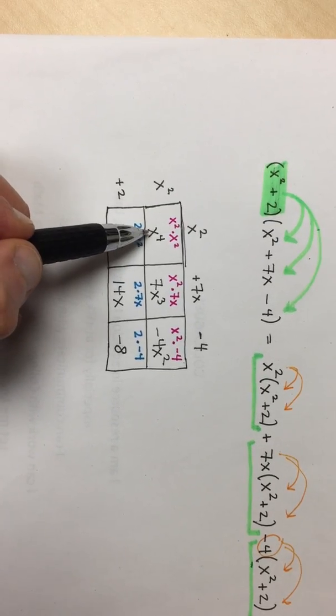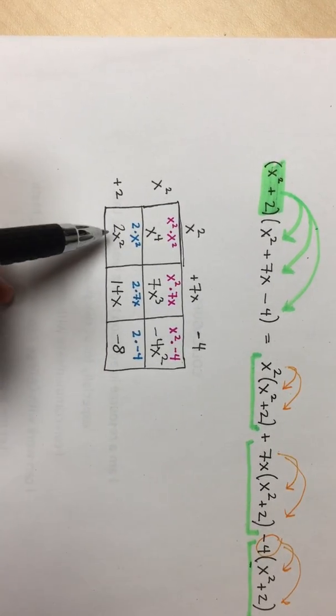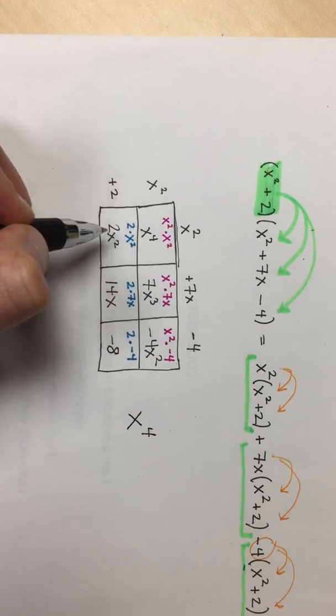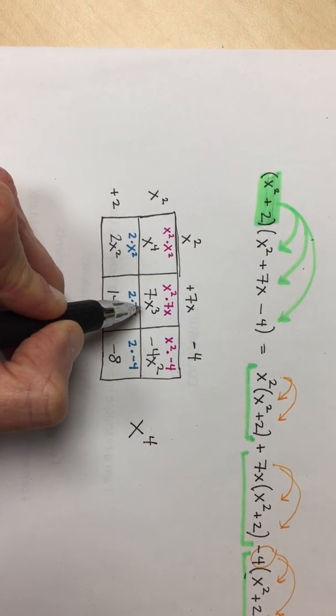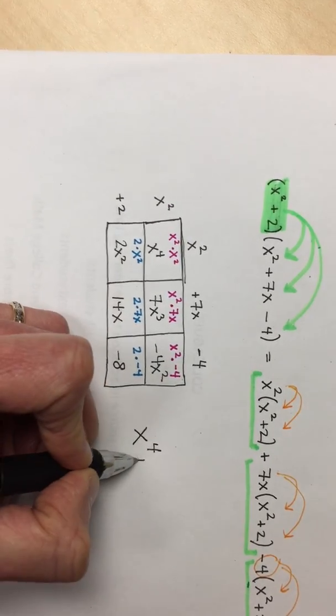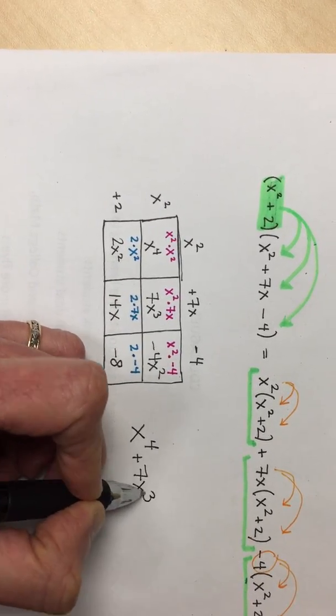I can see I have an x to the 4th term, but no other term has a degree 4. So I'm going to write that out. I have an x to the 3rd term here. No other term has degree 3, so I have a positive 7x to the 3rd.